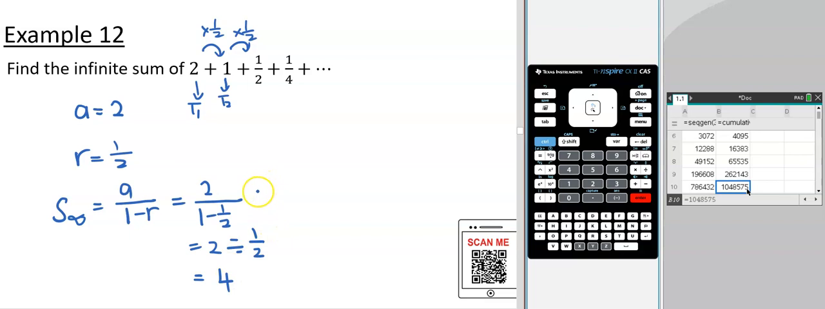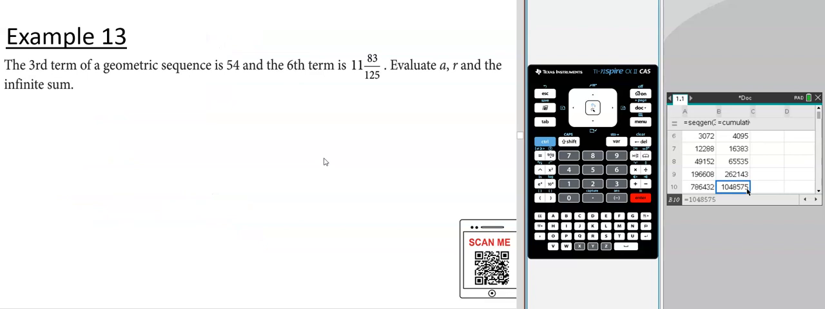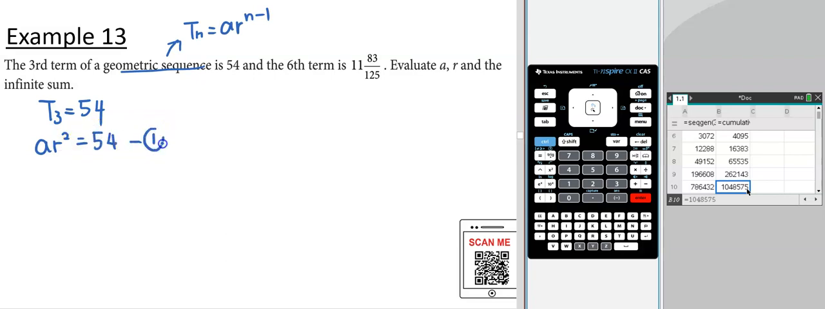Okay, so this is using the calculator to do it. Alright, so this is how to use the calculator over here. Next one, there's no calculator function to show here for this infinite sum. So example 13: the third term of a geometric sequence is 54. I straight away write down and show you. So T3 equals 54. This is a geometric sequence, meaning Tn equals AR to the power of n minus 1. So indirectly it is AR squared equals 54, your first equation.